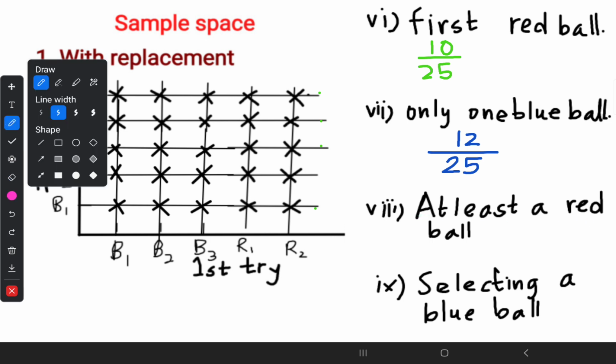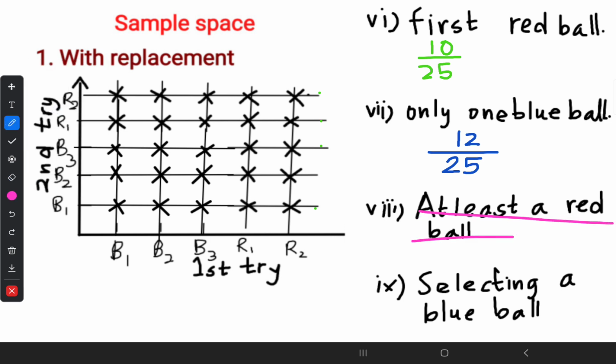At least a red ball. That means, think of it like your principal coming to your class and asking the people who got at least 40 marks in maths to put their hands up. The students who got 40 marks will put their hands up, and the students who got more than 40 marks also can put their hands up.